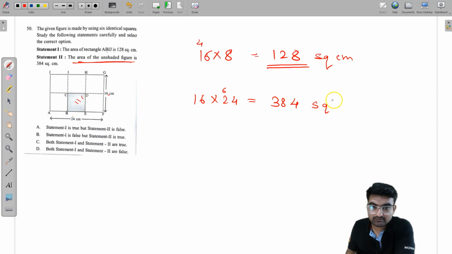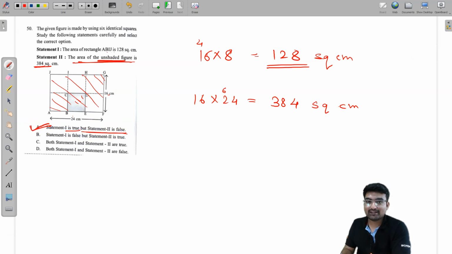Square centimeters. Now from the option we can say that this complete area is 384 square centimeters, but they have said that the area of the unshaded figure is 384 square centimeters. So that is wrong, right? So we can say statement 1 is true, but statement 2 is false. So that is our option number A. Got it? Hope you got all the questions.